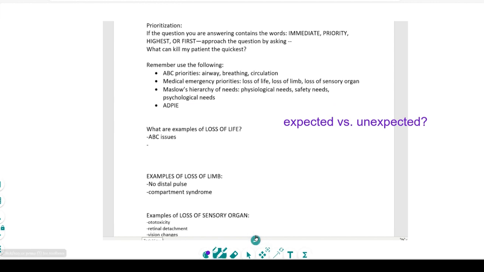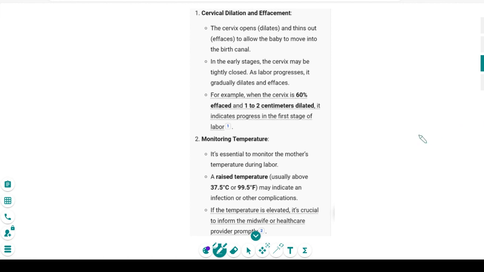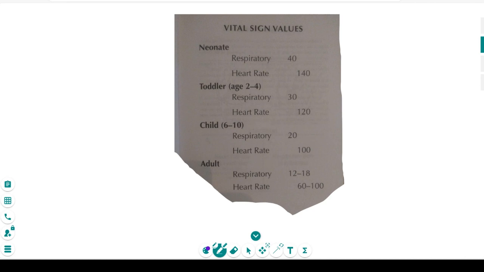All right, some other ways to prioritize. You want to think about who is, like we said, having an ABC problem. Is there a medical emergency? Think about Maslow's hierarchy of needs, but also think of what's expected versus unexpected. And especially when you have time proximities, like different stages of labor, what should be expected in each of those stages of labor? What could be signifying a problem, an urgent need, and what is expected versus unexpected? All right, we're going to come back to that.